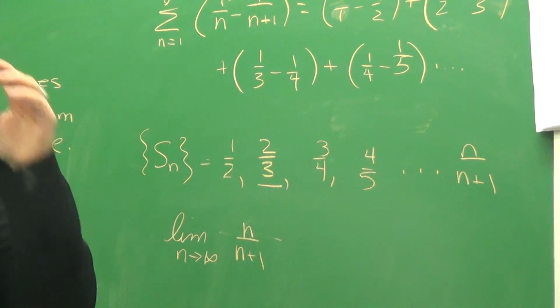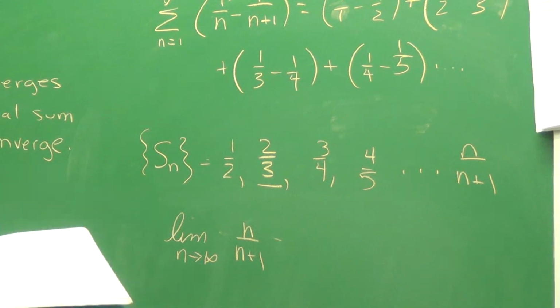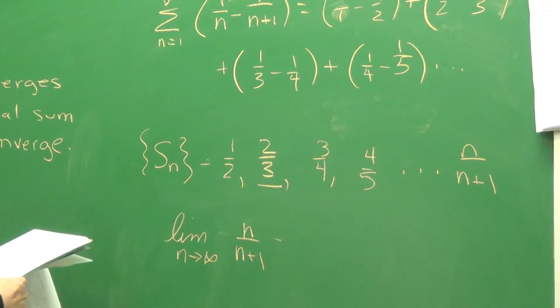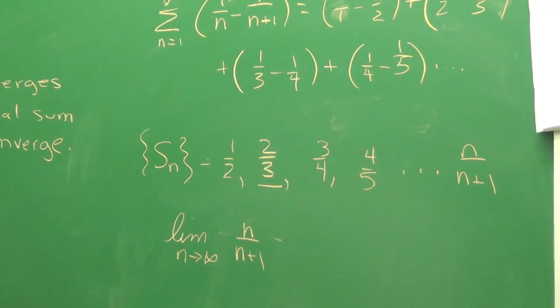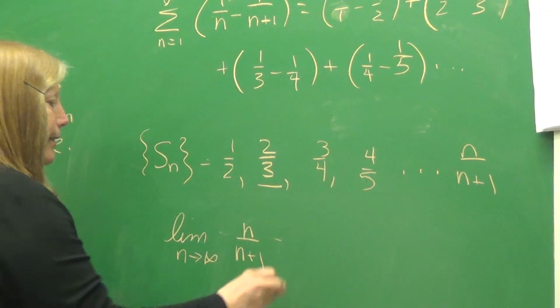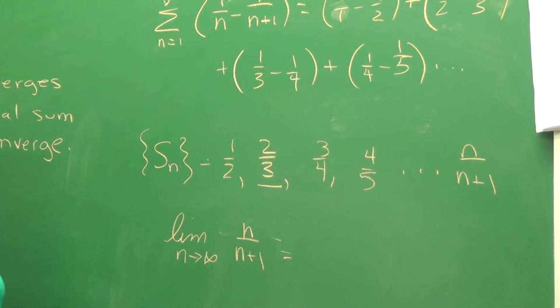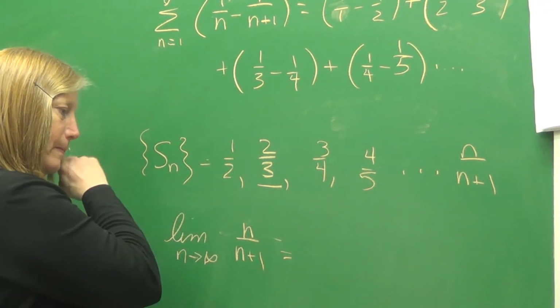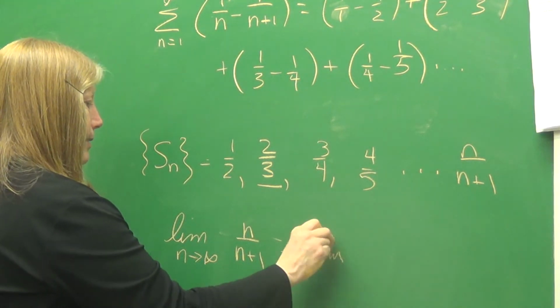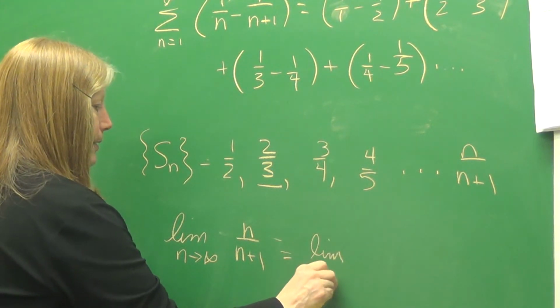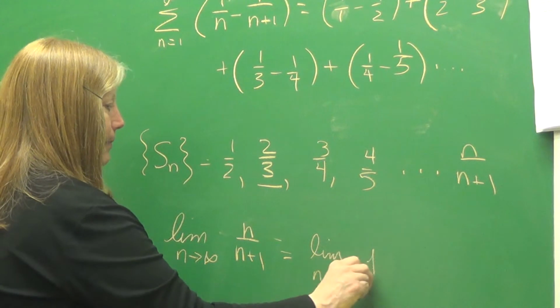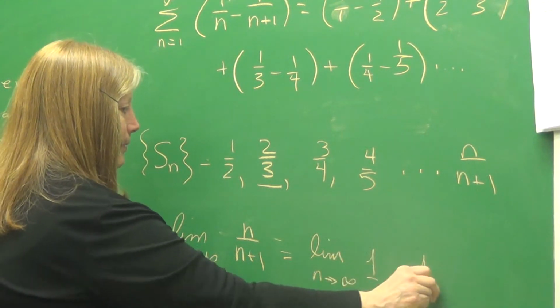n over n plus 1. So looks like our friend L'Hopital. So Brendan, L'Hopital this for me, infinity over infinity. So you get 1 over 1, right? So then it goes to infinity, so it diverges.